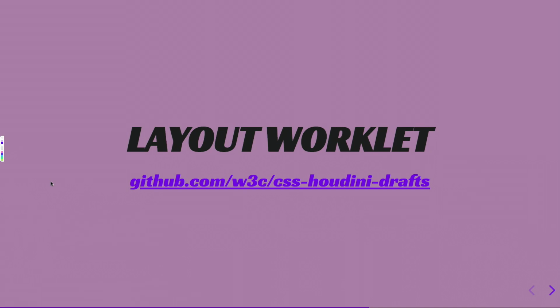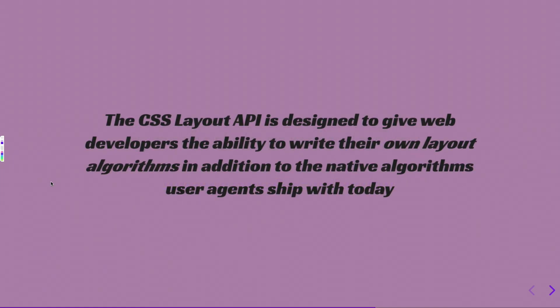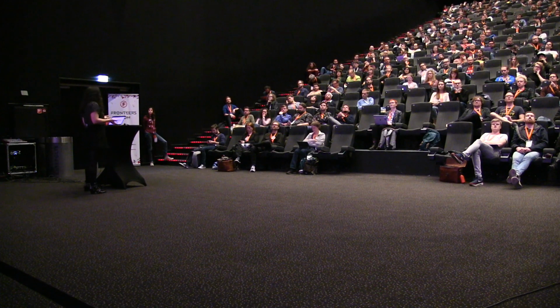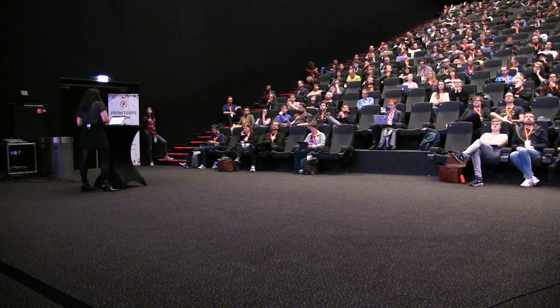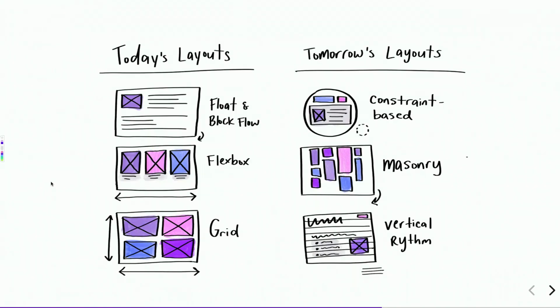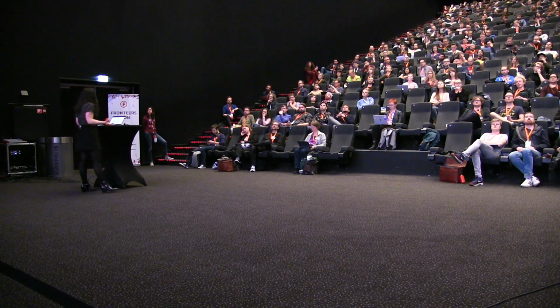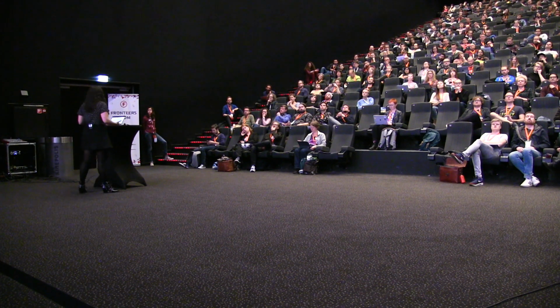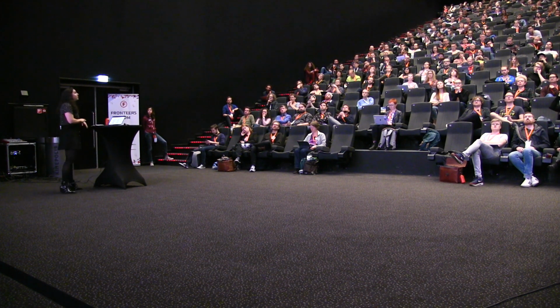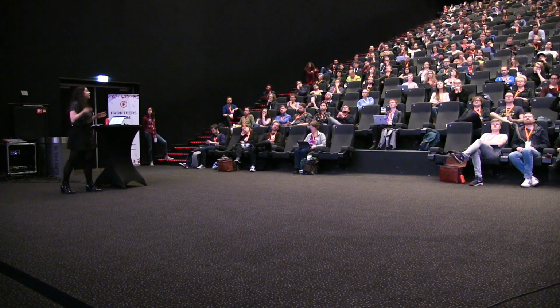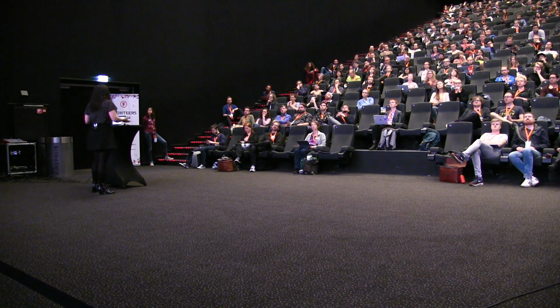Layout is another worklet that Houdini allows us to build with. So the Layout API is designed to give web developers the ability to write their own layout algorithms in addition to the native algorithms that user agents ship with today. And what I mean by that is this. Today's layouts are float and block flow. We have flexbox, we have grid. But tomorrow's layouts could be constraint-based. We could be using the web on watches or on our refrigerators. We're already doing that. That already exists.